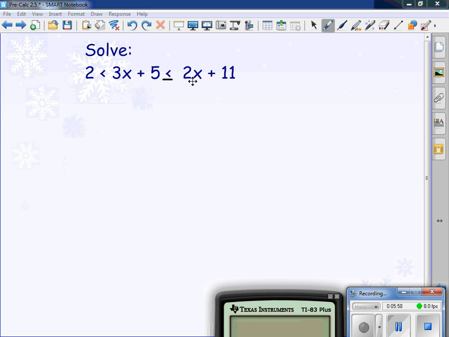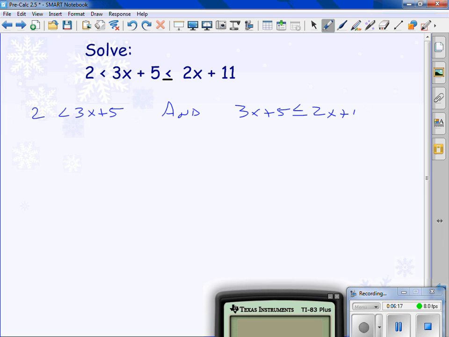Because I have an x over here and not an x on this one, it's going to cause a problem. This is a compound and statement. I'm going to break it apart. 2 is less than 3x plus 5. And I'm going to have 3x plus 5 less than or equal to 2x plus 11. It has to get broken into two problems. Solving this one first. Subtract 5, negative 3 less than 3x. Divide by 3, negative 1 less than x.